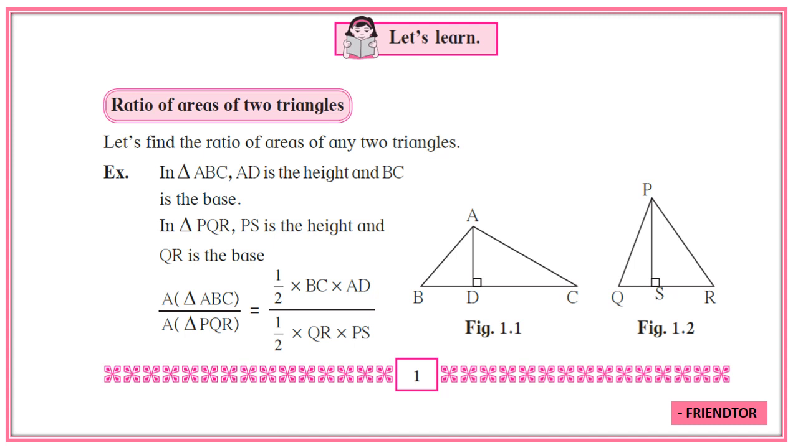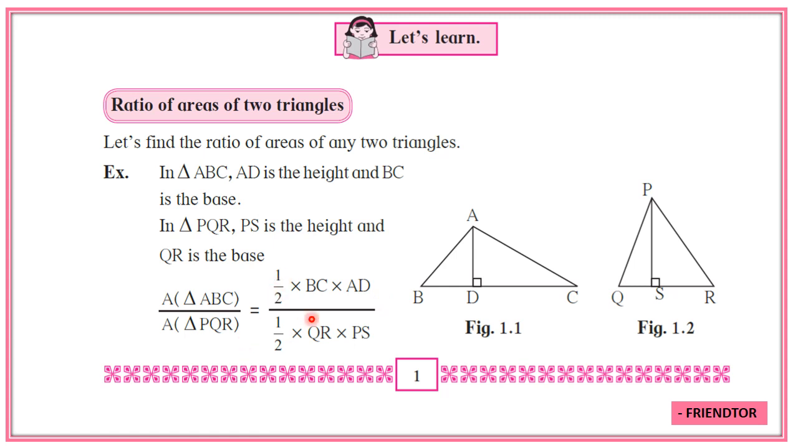This is the first topic that we saw in the list, and now let's start with it. Let's find the ratio of areas of any two triangles. They have taken two random triangles, ABC and PQR. Here BC is the base and AD is the height, and for this triangle QR is the base and PS is the height. So the area of triangle ABC upon the area of triangle PQR is equal to half into BC into AD upon half into QR into PS. That is, the half into base into height formula is applied over here.